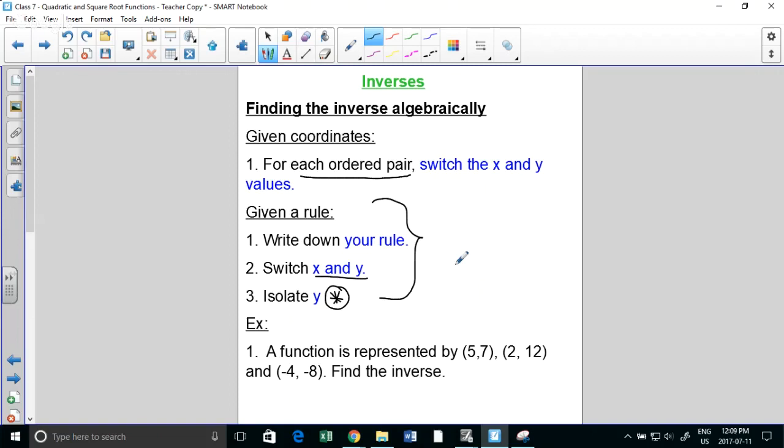Before I continue, the question on the side is, so if there are 2 points on the same horizontal, the inverse will not be a function. And it's just like the vertical line test, you just take it as that. So there are 2 points on the same horizontal, the inverse will not be a function.